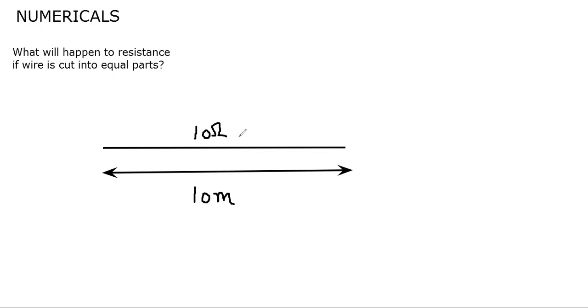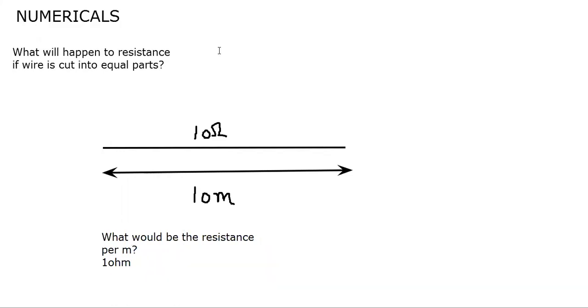So if the wire is uniform, having uniform area, uniform length, can you guess or think what would be the resistance per meter? It means what would be the resistance in 1 meter, if the 10 meter wire has 10 ohm. So the answer would be 1 ohm, right? 1 meter would be having 1 ohm resistance. So if a wire is cut equally, the resistance will be equally divided.